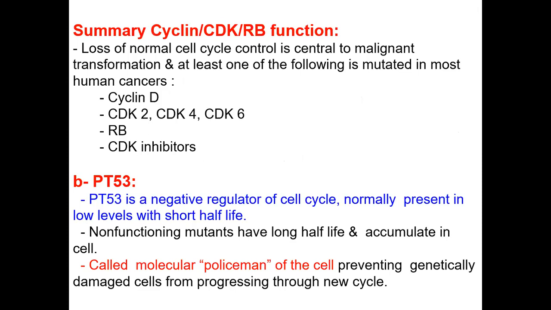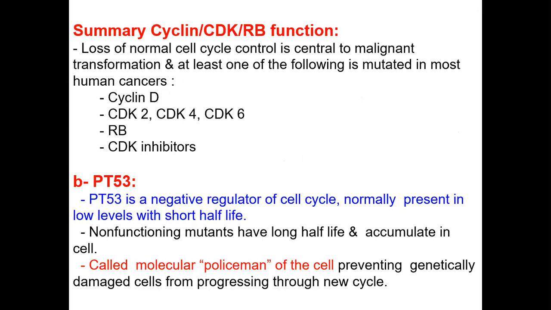Summary for the function of the RB gene. Loss of normal cell cycle control is central to malignant transformation, and at least one of the following is mutated in most human cancers: either cyclin D or cyclin-dependent kinases 2, 4, or 6, retinoblastoma, or the inhibitors.